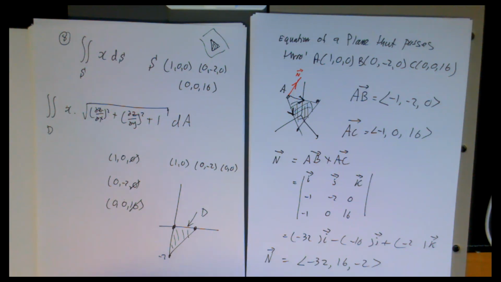Well, from there, we'd have to find the equation for the plane that that vector is normal to, right? With the points that we have as points on the plane. Correct.